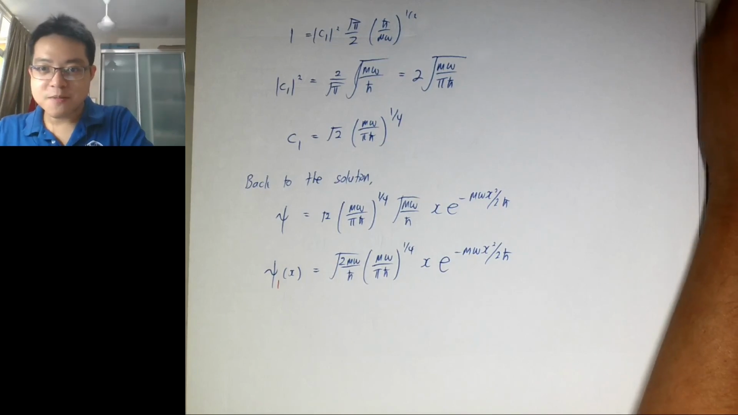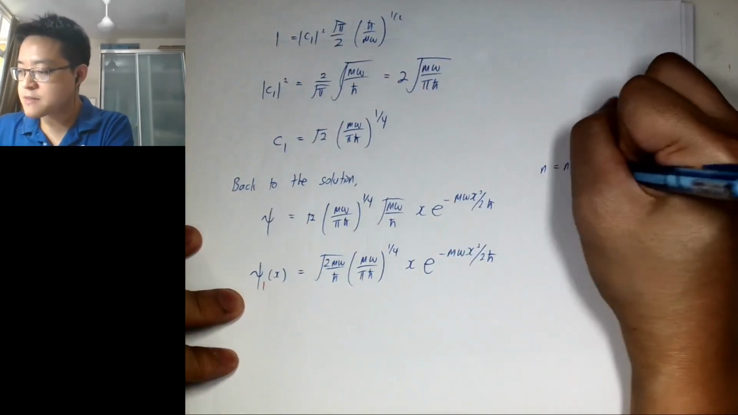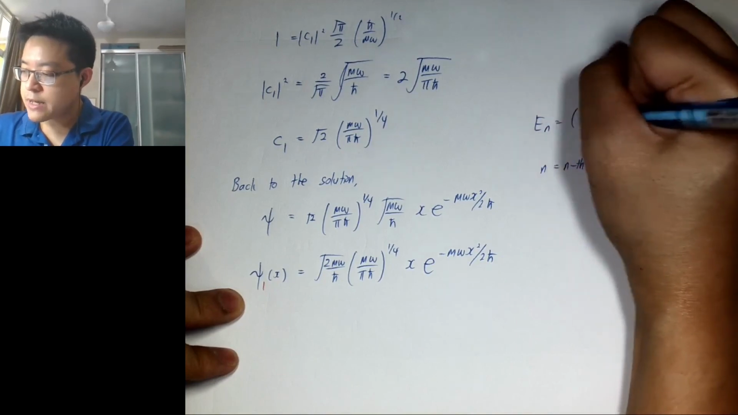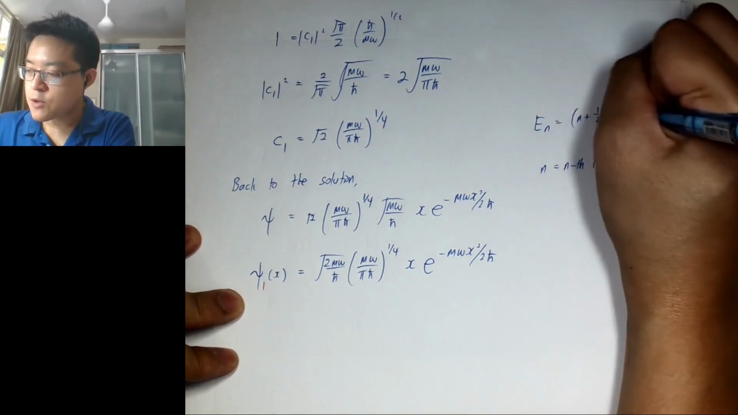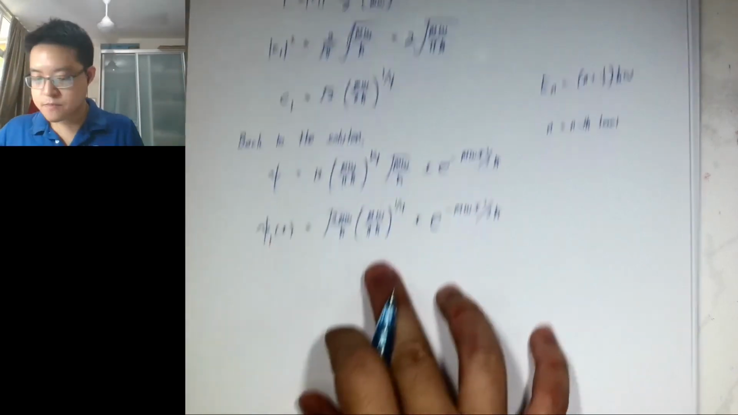Okay, so n is the nth energy level, right? Because we've got E_n equals n plus a half, times h bar omega, right? So n is 1, 2, 3, 4. n is an integer.